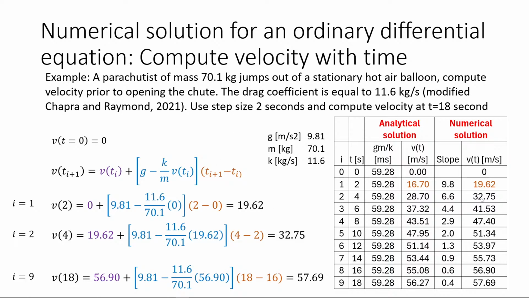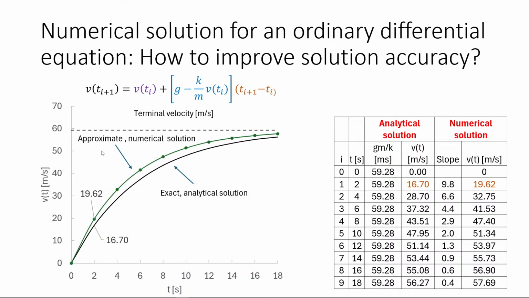Then how do I get this value? That would be this value here, the old value, plus the slope. I calculate the slope from here, multiply it by 2, then I get this value, and so on and so forth. We have seen that this is the exact analytical solution, and this is the approximate numerical solution.